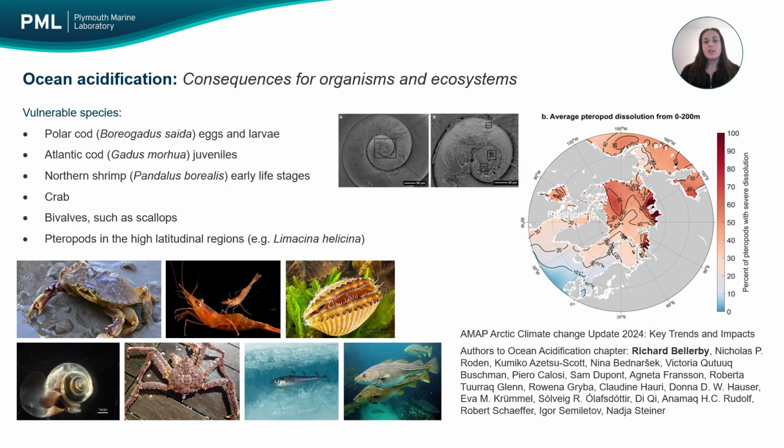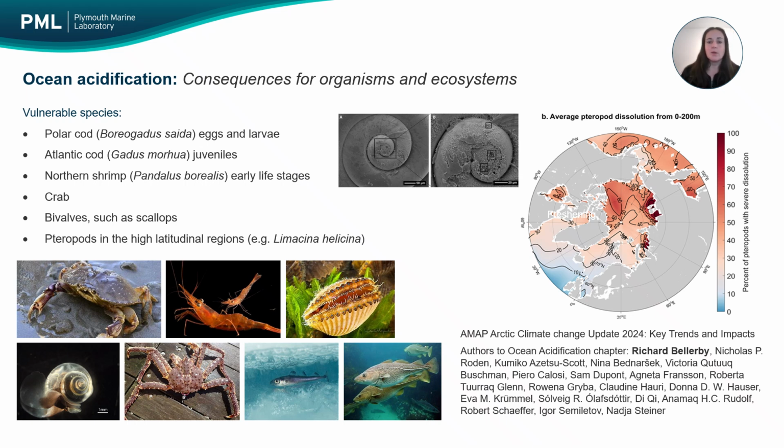Ocean acidification also has consequences for organisms and ecosystems, and that's primarily why we're concerned about these chemical changes. So the AMAP report details a lot of the information about what are vulnerable species, but particularly for the Arctic, we're thinking about polar cod, Atlantic cod, northern shrimp, crabs, bivalves, and pteropods, which are particularly vulnerable.